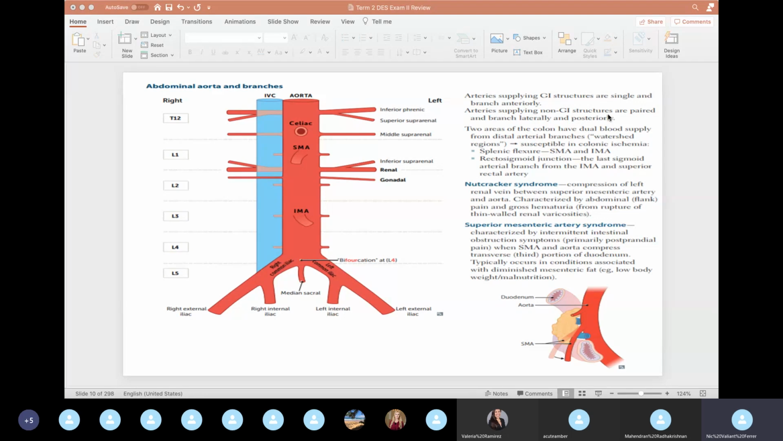SMA syndrome, you have an intermittent intestinal obstruction. Symptoms: this can be manifested after a meal, a postprandial pain. Why? The SMA and the aorta compress your third portion of the duodenum. Typically occurs where? Low body weight or malnutrition, and if you lose weight quickly. Okay?